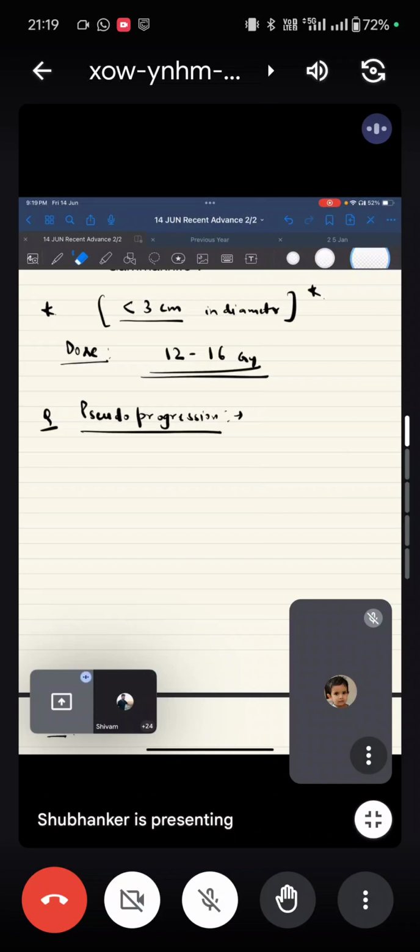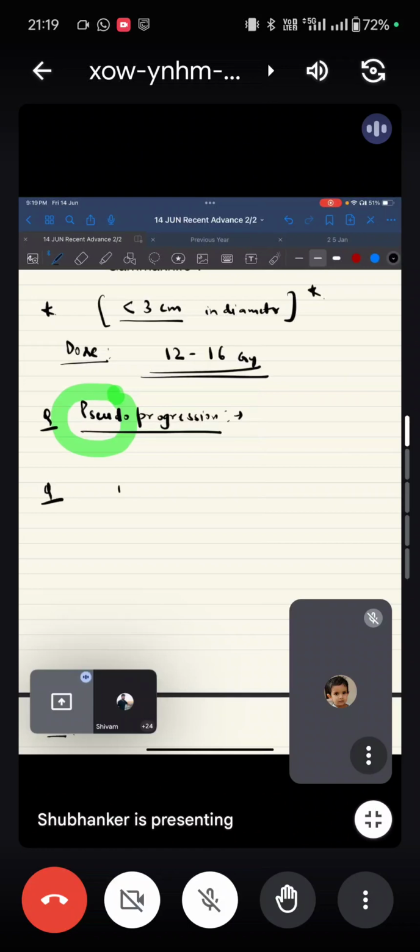That is, after the procedure, you will see that the size of the tumor has increased. Which will ultimately, in due course of time, 3 months, 6 months, become stable and it might regress. Therefore, it is called pseudo. So what is the meaning of pseudo? That this is a false sort of progression. So don't forget this.